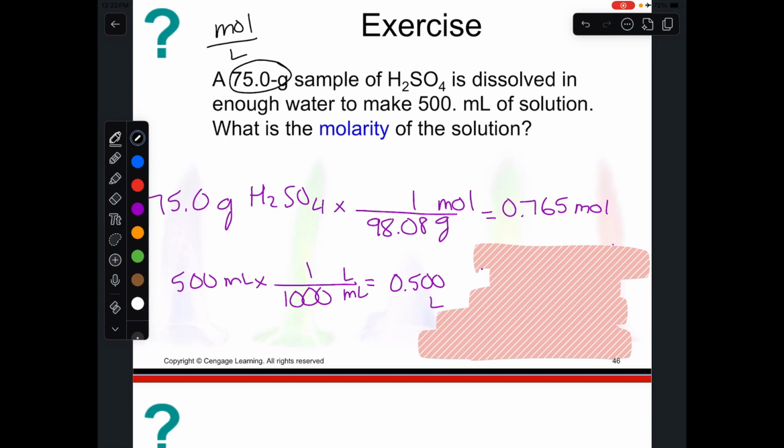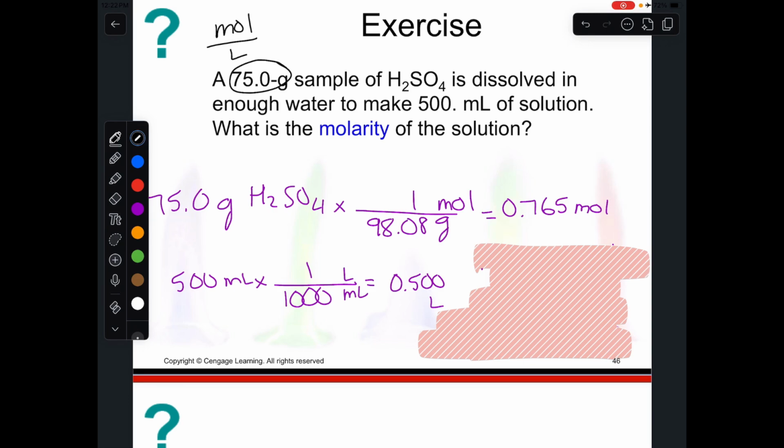So calculating the molar mass of H2SO4 gets you 98.08. I went ahead and did that. I divided and got 0.765. I like to keep three significant figures to match the 75 grams provided. Now, I want to go ahead and divide that by the liters, but the problem is this 500 milliliters is, of course, in milliliters. So before I can do that final division to get the molarity, I have to convert to liters.